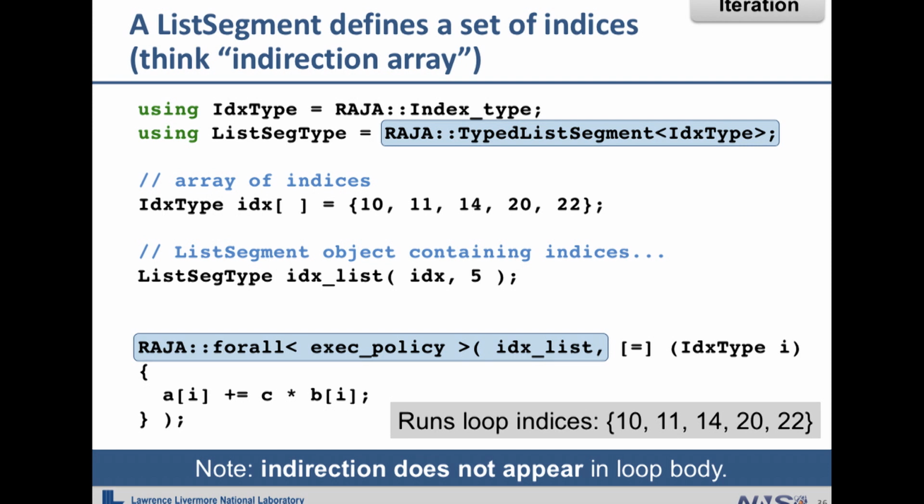The third segment type we have is a list segment, and this is an arbitrary set of indices, which is kind of like an indirection array. So if you had an array of indices that you wanted to run over, rather than chasing through your array to find each index, you can just build them up into a list segment type. In this example, you have an array of indices, here's 10, 11, 14, 20, 22, and you build a list segment with that array. When you run a RAJA forall and pass that list segment in, it's going to run those loop indices, but you don't have to have any indirection code inside the loop body where you're reading idx[0], idx[1], and so forth.